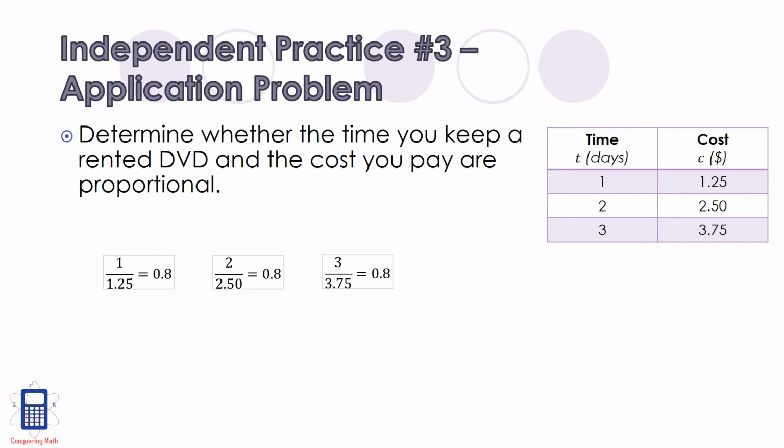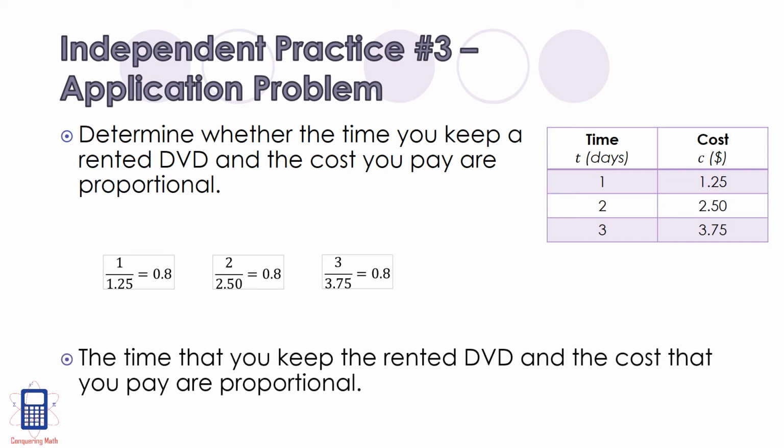If you put the cost over the time each time, then you would have found a different decimal. In this case, it would have been 1.25, but they all should have been the same. So you'll get the same answer, which is the time that you keep the rented DVD and the cost that you pay are proportional.